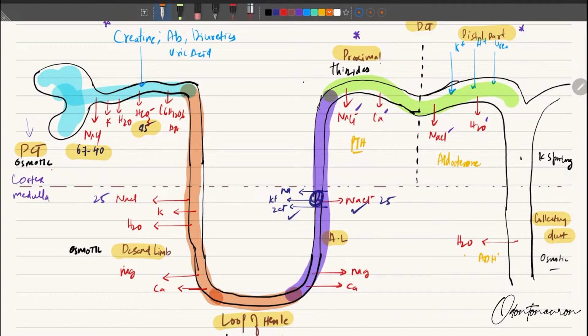After it being reabsorbed in all these places, it descends down. Oh, my goodness, sorry.